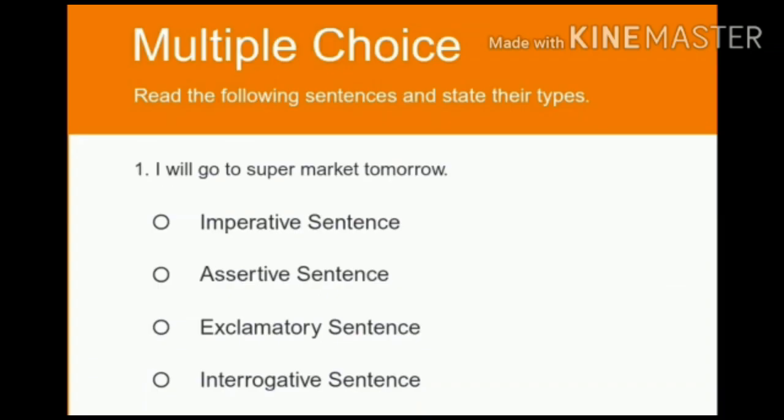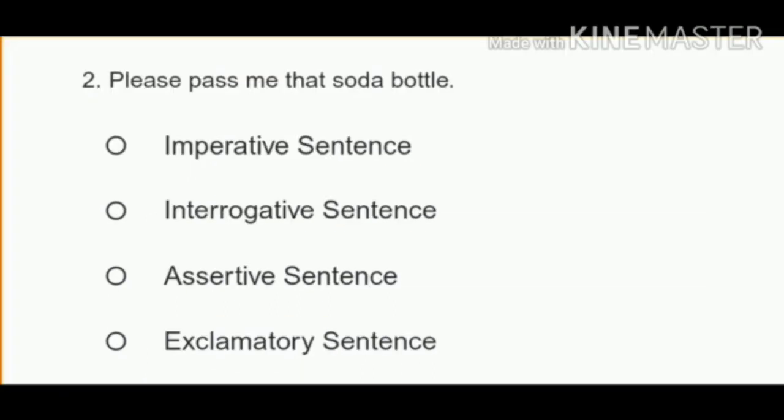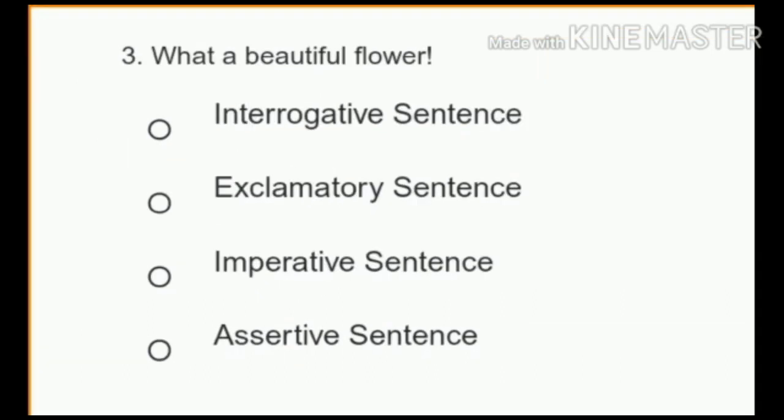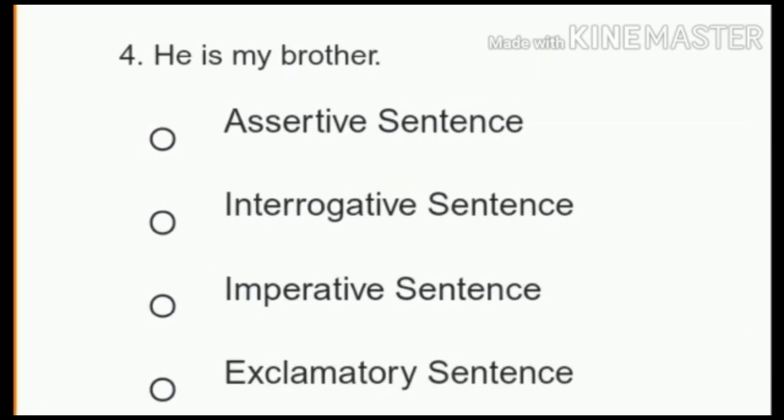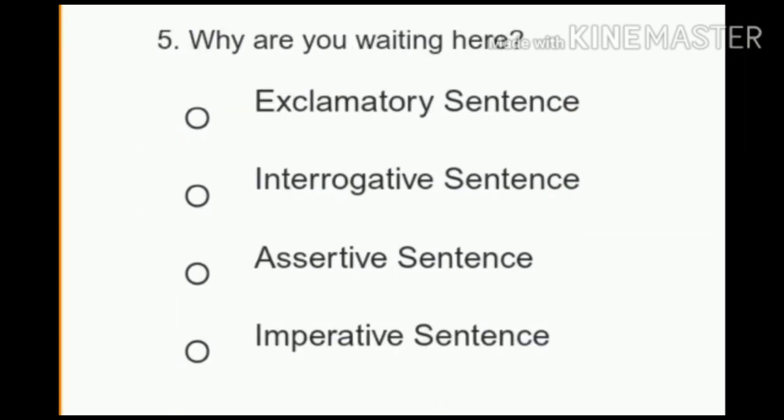Now children, here are some questions, the answers of which you have to write yourself in your notebooks. What you have to do is read the sentences and write their types. I will go to the supermarket tomorrow. Please pass me that soda bottle. What a beautiful flower. Is my brother. Why are you waiting here?